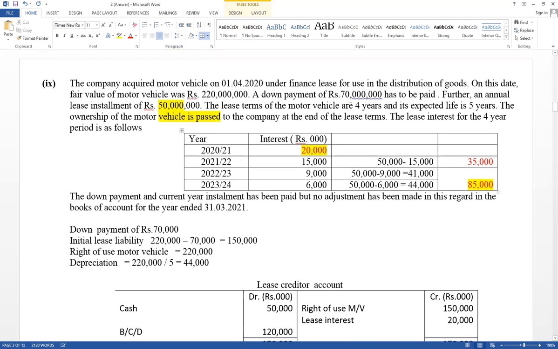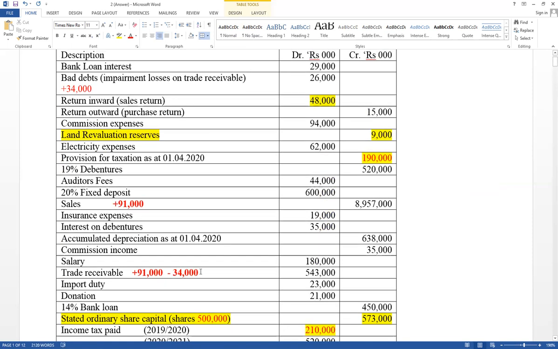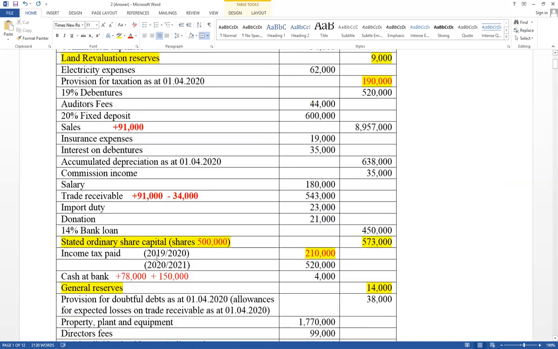Paid in cash down payment as well as annual lease installment. It has available adjustment, those are not recorded. Therefore, down payment 70,000 and installment 50,000 paid in cash, effect for cash also decrease. That value should be deducted from cash available in the trial balance. Therefore, trial balance it has given cash balance.